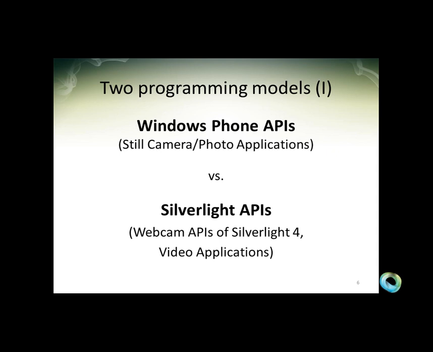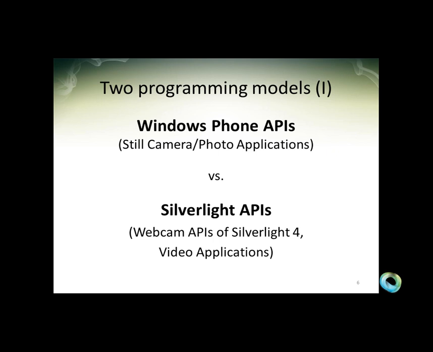We have two programming models on the phone to access the camera in Windows Phone Mango, one of which is newly introduced to the Windows Phone platform with this system update, and this is mostly meant to access the camera for still or photo applications. You can get periodic updates and also a live video view using these APIs, but the intention is to use these APIs for still image applications.